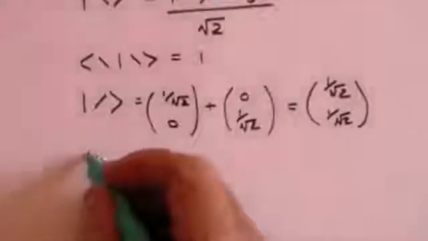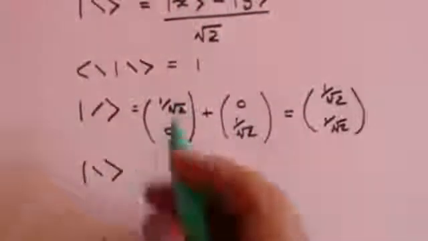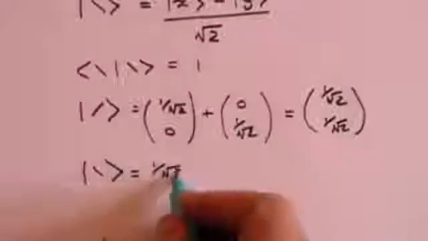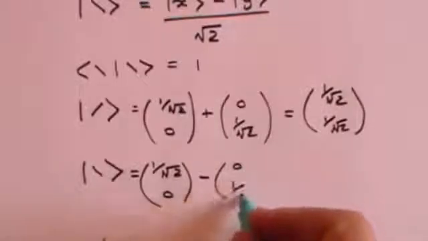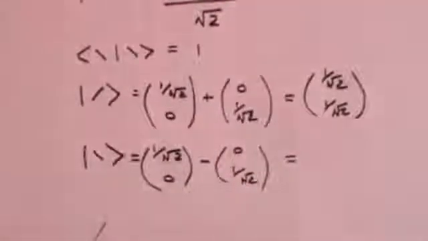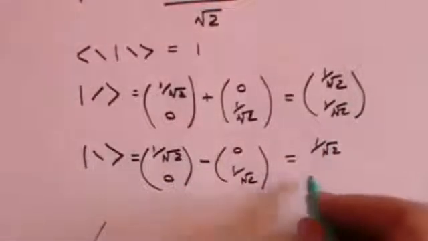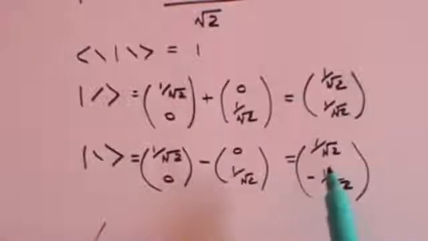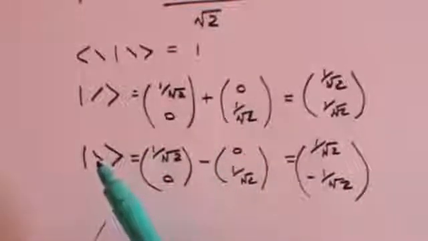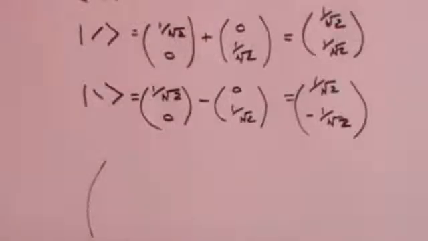If you want the backslash, well, we've already shown what that is. It's x minus y over root 2. X is going to be 1 over root 2 and naught, minus now naught 1 over root 2. So that's going to be 1 over root 2 minus naught is 1 over root 2. Naught minus 1 over root 2 is minus 1 over root 2. So the column vector representation of the backslash at 45 degrees is 1 over root 2 and minus 1 over root 2. So now we better do the acid test and see if quantum mechanics is going to succeed.